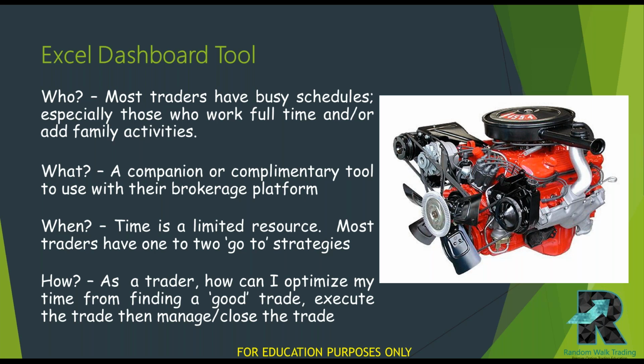That boils down to the how part: how can you best optimize your time? You want to find a good trade, execute the trade, and then manage or close the trade. That's how the birthplace of this started about 9 months ago. This is a picture of a Buick V8 455 cubic inch engine with a 4-barrel Rochester carburetor. If we need to go to a 12-cylinder, we'll definitely go to a V12 if need be. There has been a lot of good input from people using the spreadsheet, from our students, and of course from you guys.